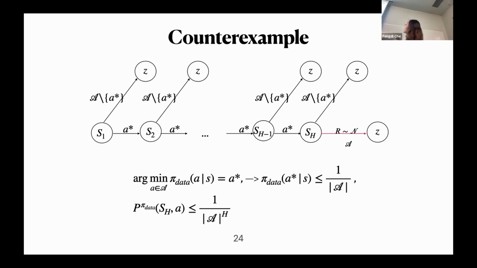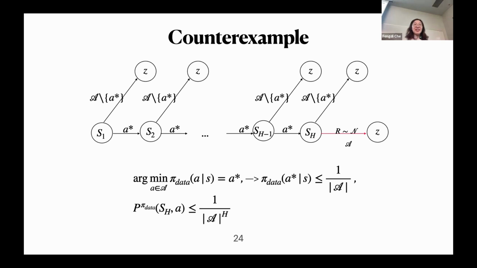And only when we know if it's +1 or -1, we know at this state we should take A star to receive +1 reward, or we should take other actions to avoid a negative reward. So in this case, unless we use an exponentially large data set to know this right transition, this task cannot be solved. We will never know whether we should take A star or other actions.